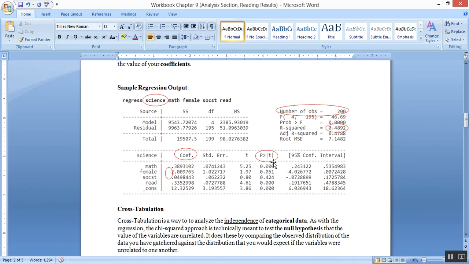Over here in this column, where you see the symbol P greater than t, you have your p-value. And what we're going to discover is that there is a perfect 0.0000, so on and so forth, p-value for the relationship between math and science. That means that the math score is 100% likely to have an impact on the science score.